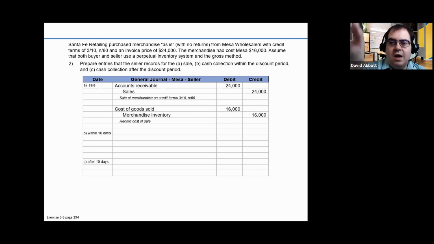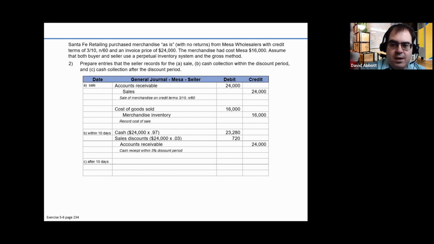So the cost of goods sold is a contra account to sales. So it's kind of like an expense account. So we'll do that. And then the merchandise inventory, 16,000, because we're reducing the amount of inventory that we're holding. So now if Santa Fe Retailing pays their bill within 10 days, they're going to qualify for a discount. So, and I'll just bring this up. You're going to receive cash in the amount of 23,280. So you'll debit cash in that amount.